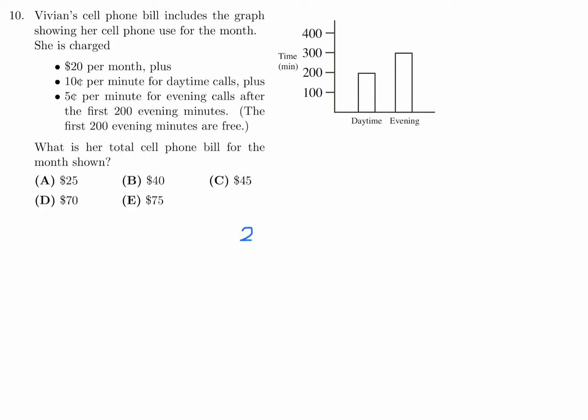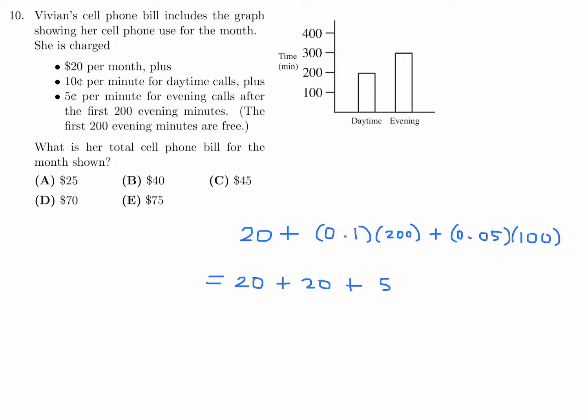Okay, so $20 flat rate plus 10 cents per minute during the day, and during the day she is talking 200 minutes, and then in the evening 5 cents per minute, and she talks 300, but the first 200 were free, so she's only going to get charged for the 100 after the first 200 minutes in the evening. So doing the math here, we get 20 plus 20 plus 5. So this is $45. Therefore, number 10, the answer is C.